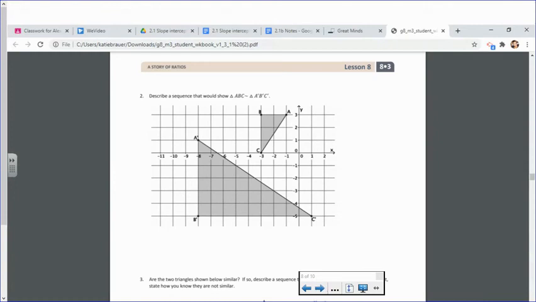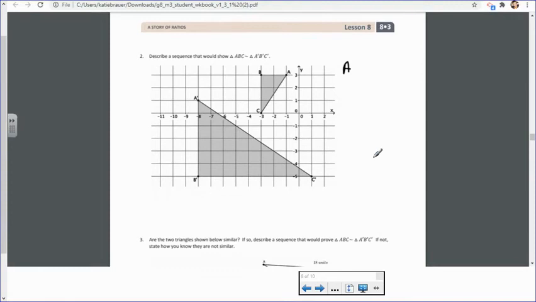Next one, we have these two triangles right here. The first one that we start with is this little one right here. We need to write down how we know that these two are the same. So it says describe a sequence that would show that ABC is similar to A prime B prime C prime. Similar just means they're the same shape but different sizes.